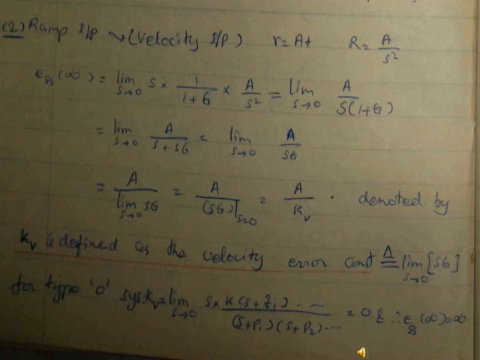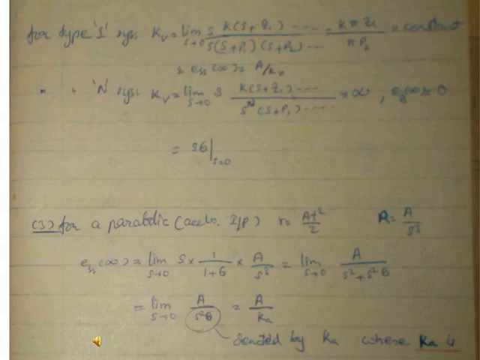For the type 1 system, in this case we can write K_v equal to the limit as s approaches 0 of s multiplied by K multiplied by (s plus z1) divided by s multiplied by (s plus p1)(s plus p2). So that will be a constant. And for the type n system, K_v equals the limit as s approaches 0 of s multiplied by K multiplied by (s plus z1) divided by s to the power n multiplied by (s plus p1), so this is infinity. In this case we put s approaching 0.